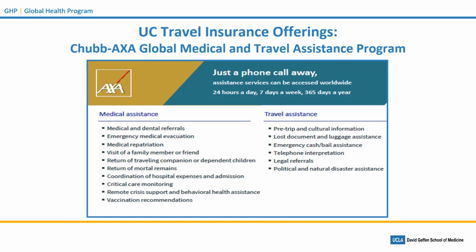UC Travel partners with a travel insurance company called Chubb AXA Global Medical and Travel Assistance Program. This illustration shows you the different types of services that this insurance company provides. They fall under two categories. One is medical assistance. So if you have a medical issue or if you need to be evacuated, those services fall under that category. And then there's travel assistance. So for example, if you lose documents or luggage, or there's a political or natural disaster, you can be provided assistance for those types of issues.